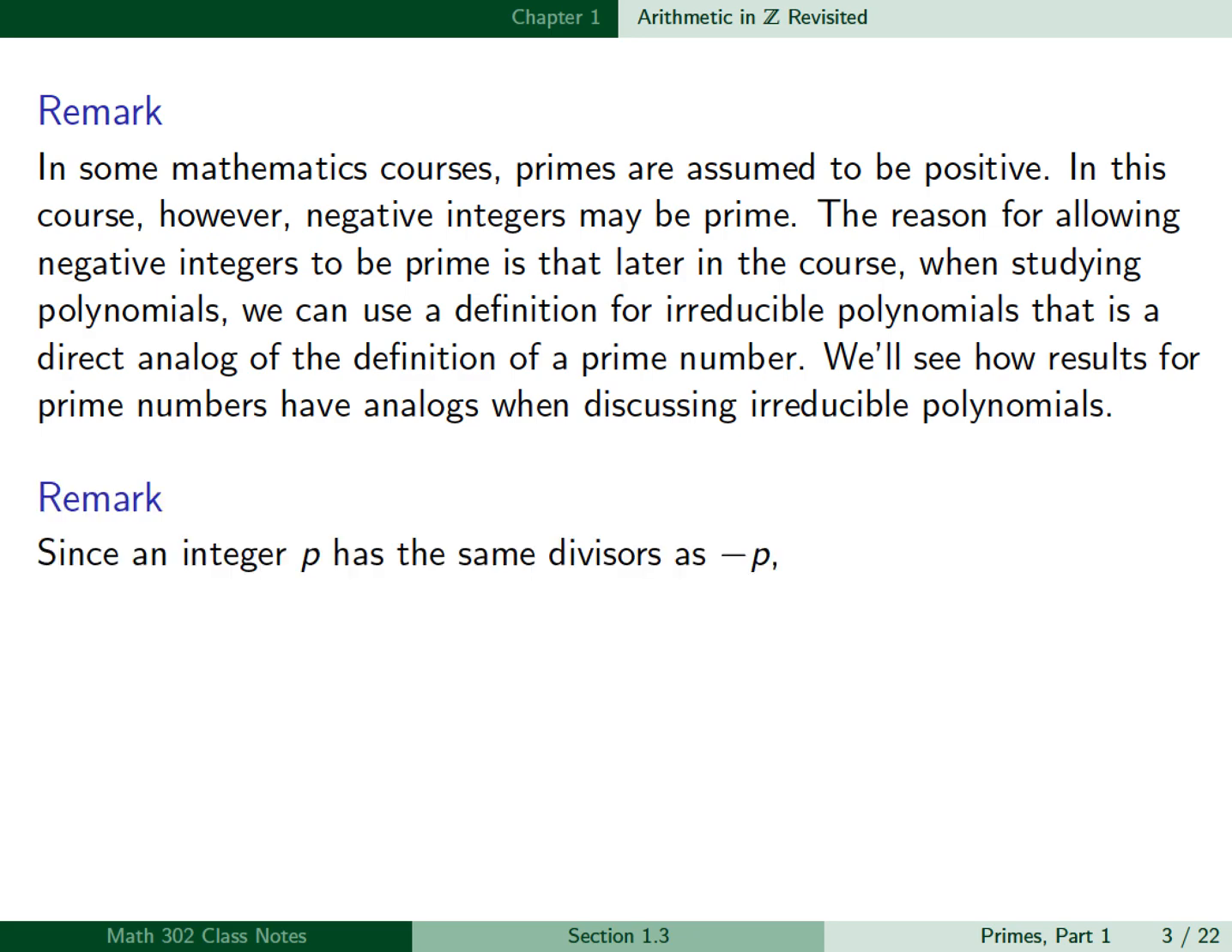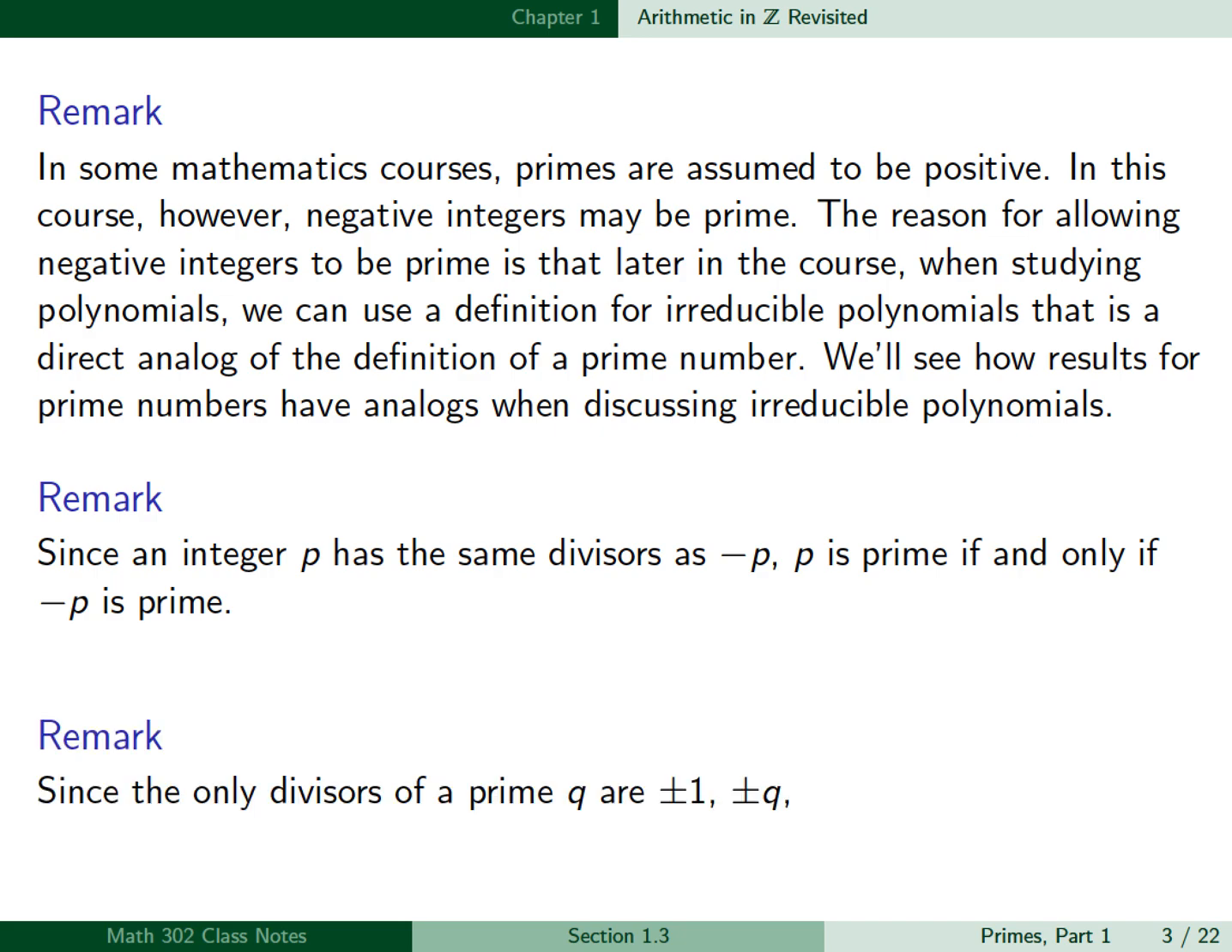Note also that since an integer p has the same divisors as minus p, then p is prime if and only if minus p is prime. So our primes come in positive and negative pairs. For one final remark, since the only divisors of a prime q are plus or minus 1 and plus or minus q, if p and q are both prime and p divides q, then p must be equal to plus or minus q.